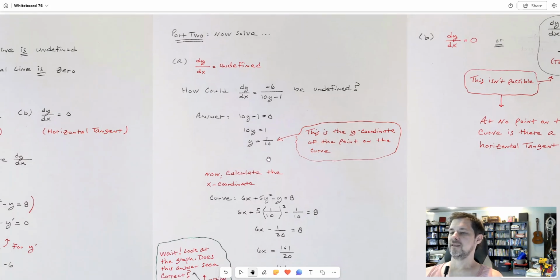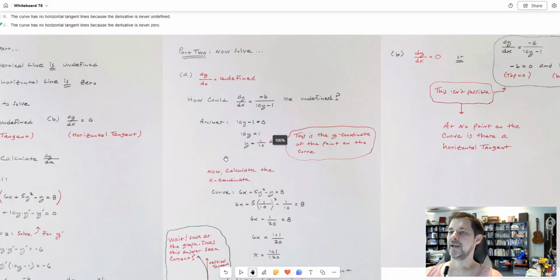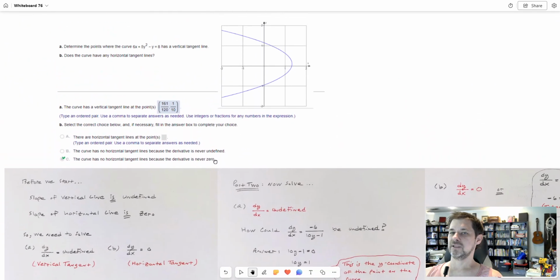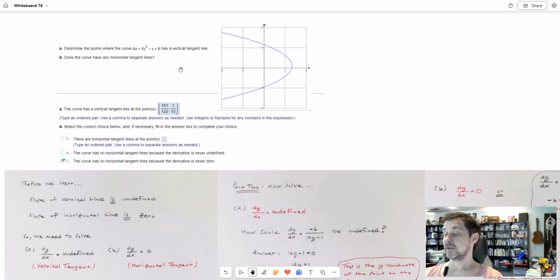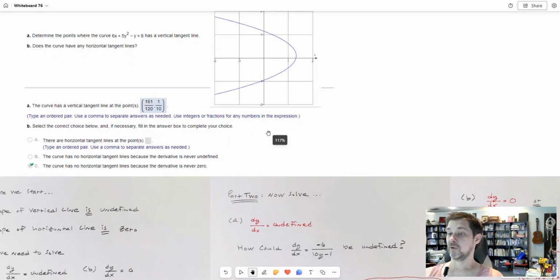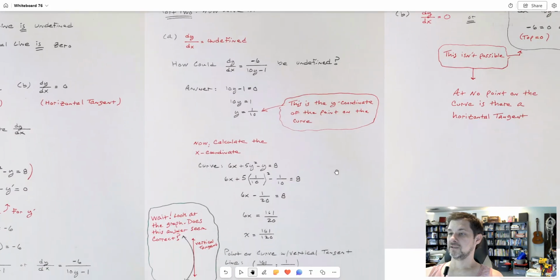So what did I find there with y equals 1 over 10? What I found is the y-coordinate of the point on the curve where the tangent line is vertical. Okay, that's the y-coordinate. As it is, the question asks me to determine the points on the curve where the tangent line is vertical or horizontal. So a point on a graph or on a curve has an x and a y coordinate.